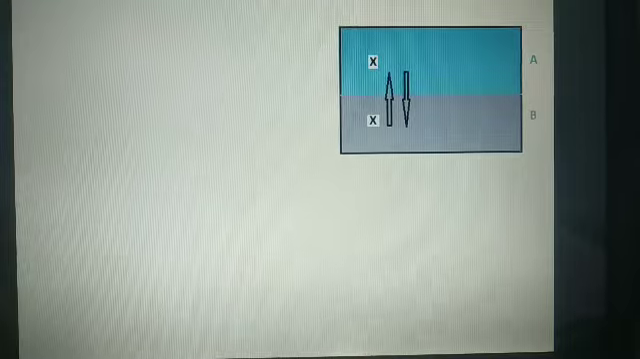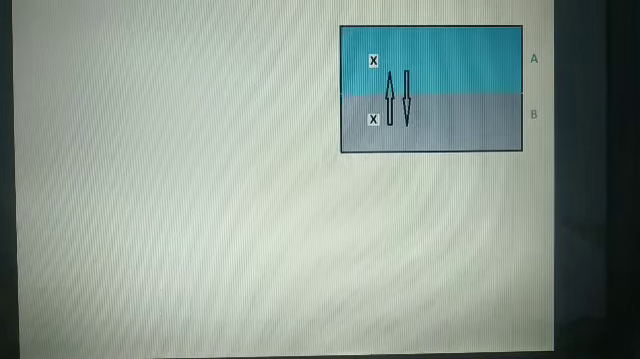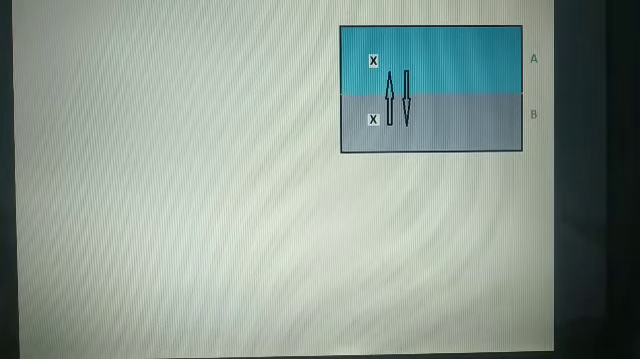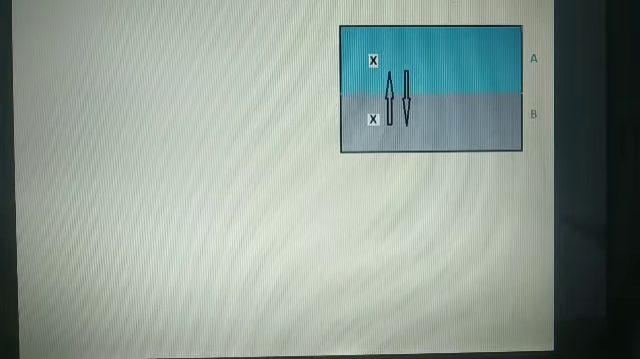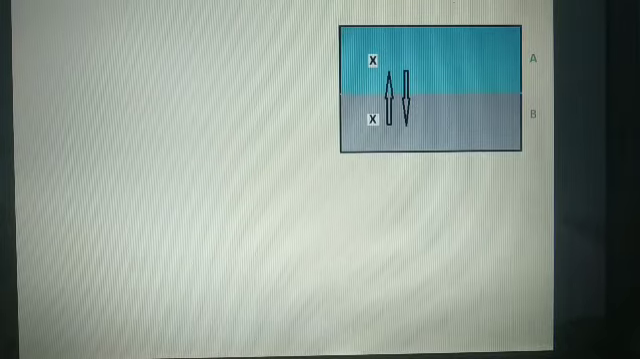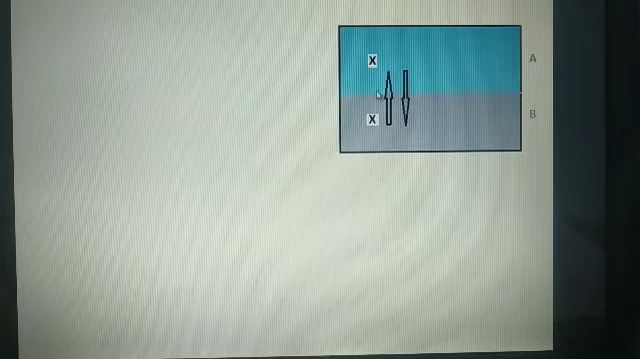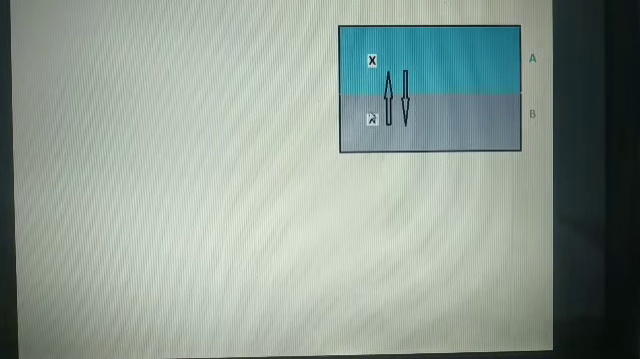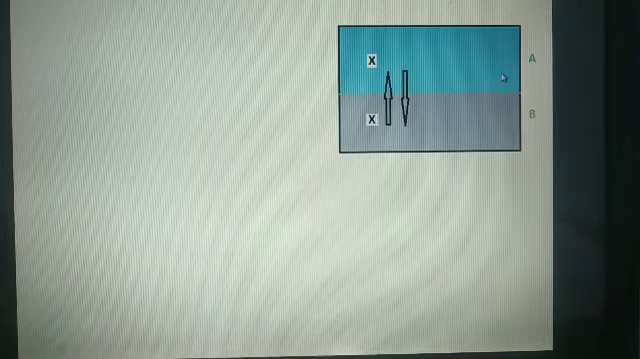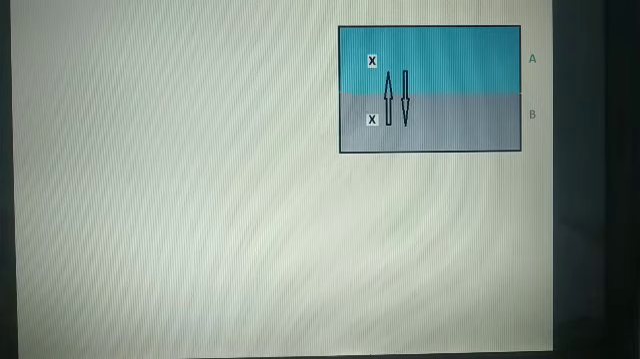The application of distribution law is in the process of extraction. Here you are looking at two immiscible liquids, A and B, with different colors, and there is a solute X which distributes itself between the two solvents A and B. It will be more soluble in one of the components.